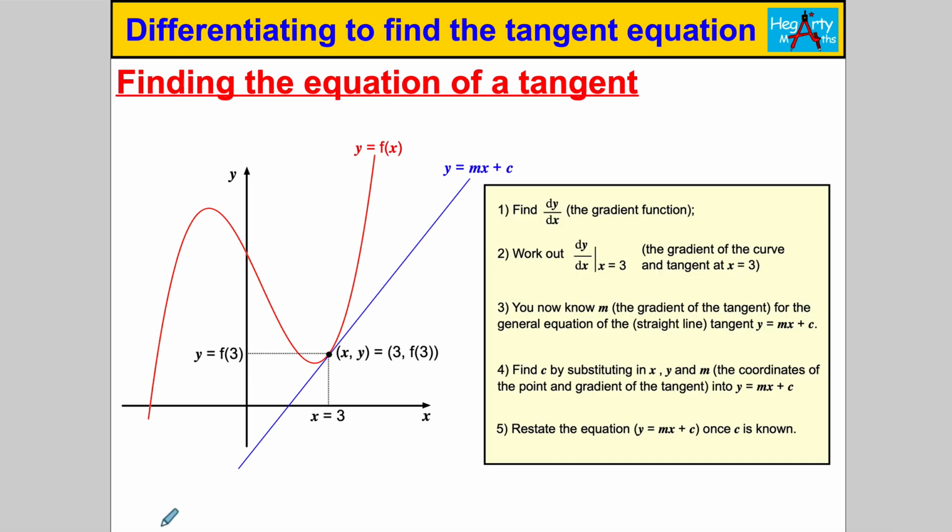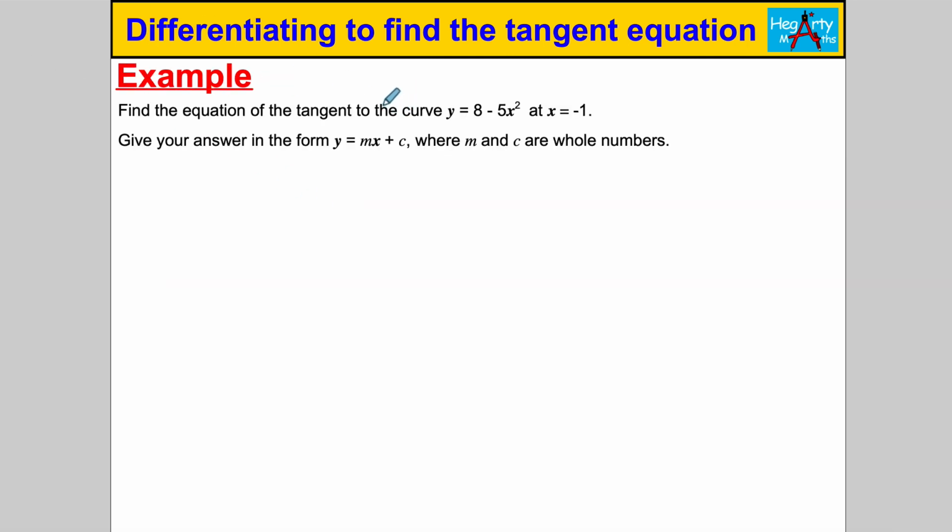So these are our steps here, and that was just a picture to help illustrate what we're trying to achieve. We're trying to find this equation here, and we're going to use some differentiation to work out the gradient at this point, which is the gradient of the tangent, and then we're going to do some algebra manipulation to get it in this form. So let's do some examples to see it in action. Here's the first one. Pause and have a go.